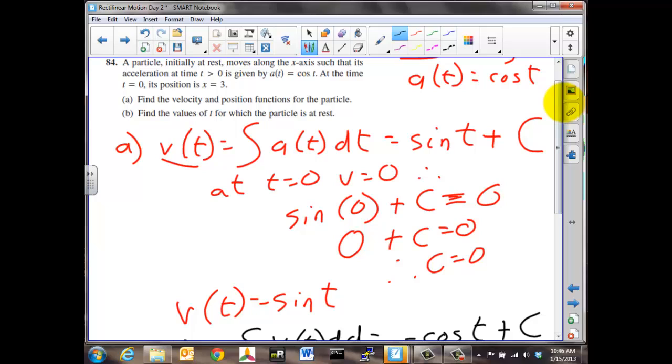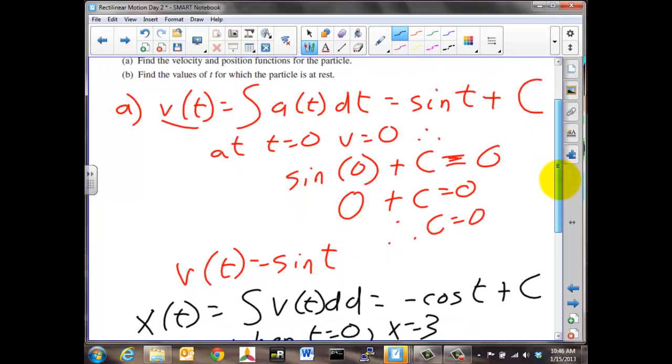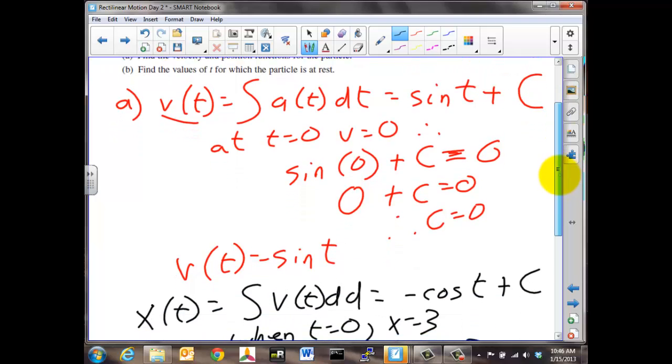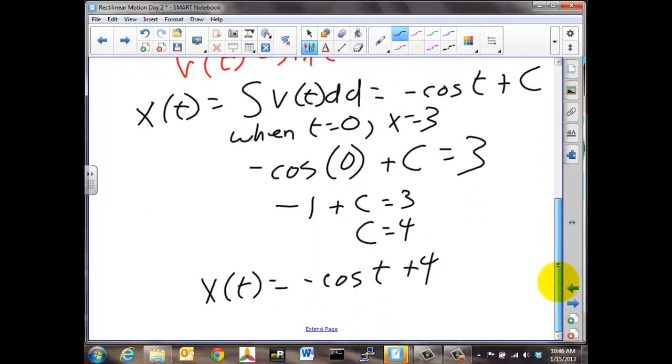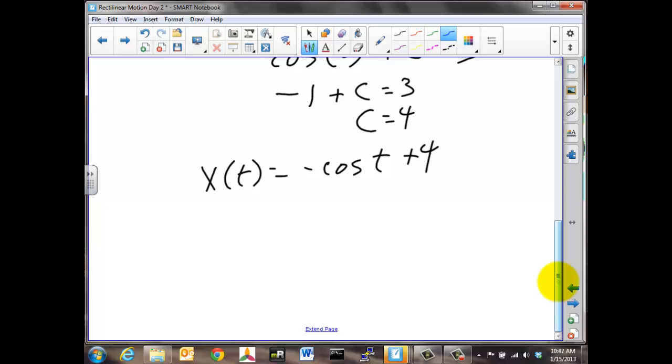Find the values of t for which the particle is at rest. What does it mean it's at rest? Velocity equals 0. Acceleration might not be 0. That's right. The acceleration might or might not, but we know the velocity is 0. So we're going to take the velocity function, the sine function here. Velocity equals 0, so that means the sine of t equals 0.